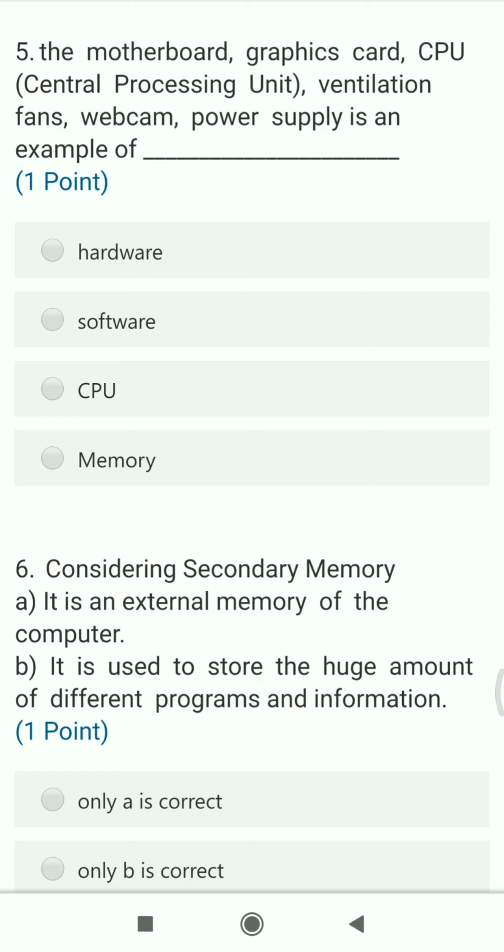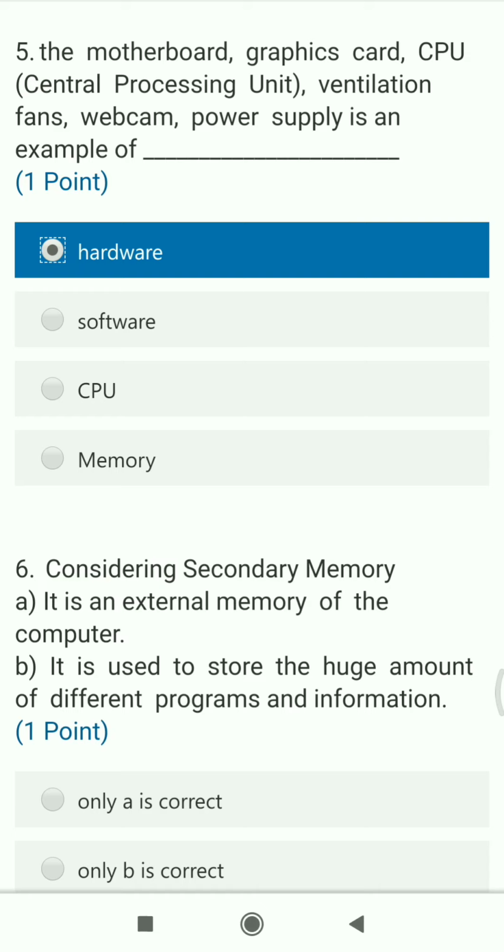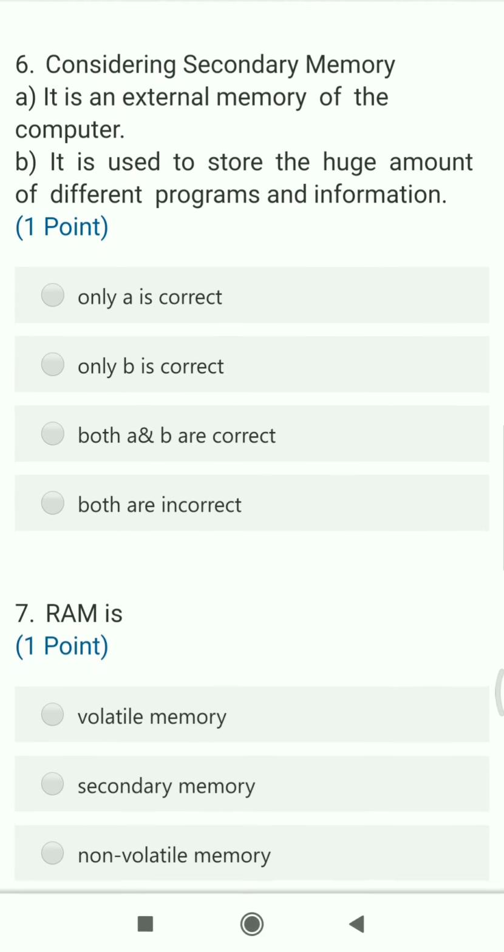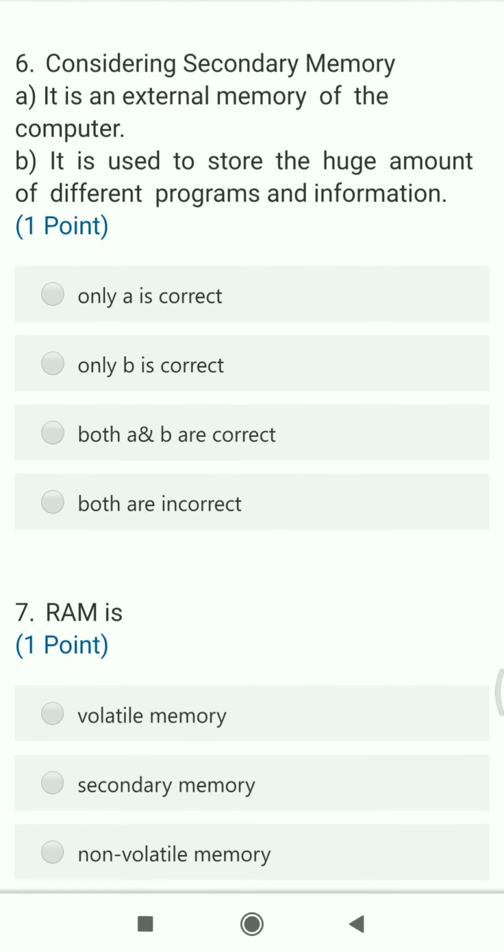Next question: the motherboard, graphics card, CPU, that is central processing unit, ventilation fans, webcams and power supply are examples of dash. The options are hardware, software, CPU, memory. All these are the devices or components which you can see in a computer system, hence they are examples of hardware.